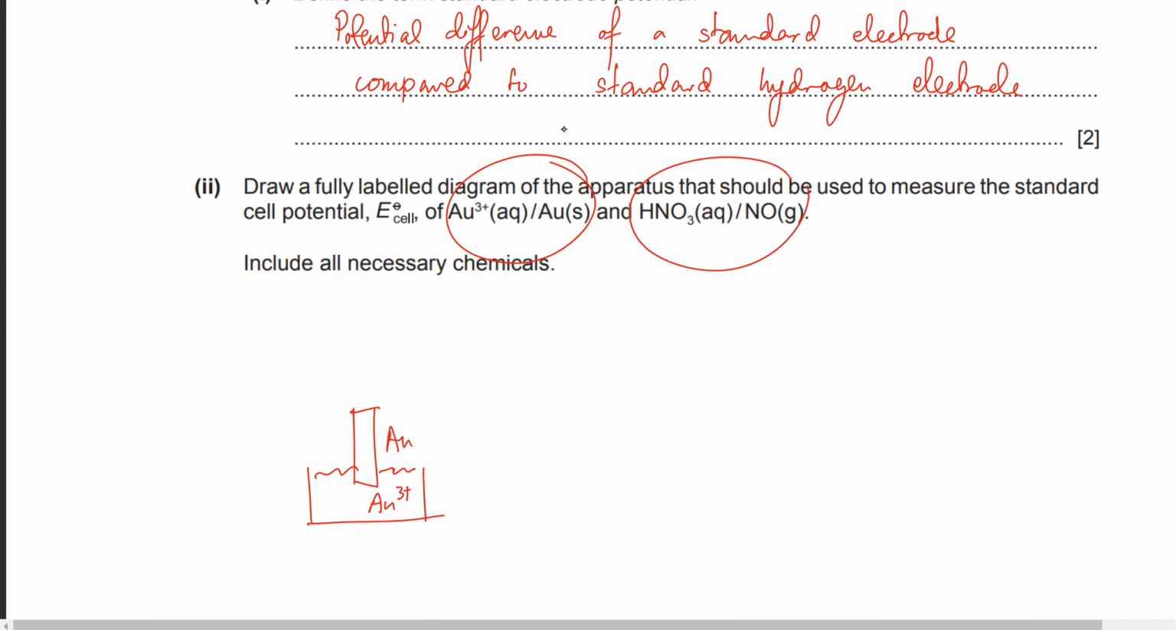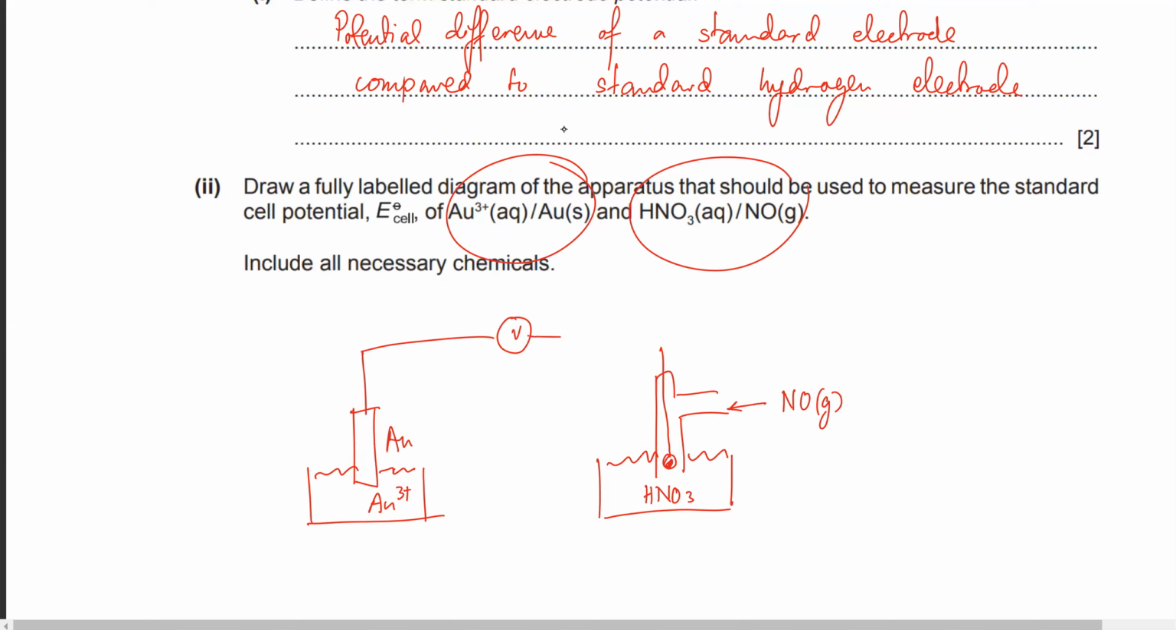The other one is a gas electrode. So it has NO gas in it. So there's going to be NO gas coming in, and in the solution there's going to be nitric acid, which is going to be aqueous. Now for this you would need a platinum catalyst, so label the platinum catalyst. Over here you don't need any electrode. The gold is the electrode. Use a voltmeter, connect the two together, add a salt bridge. So you're going to put a salt bridge in between, and that's it.